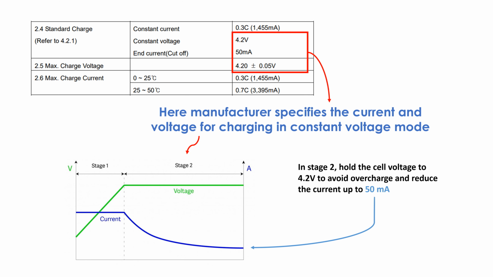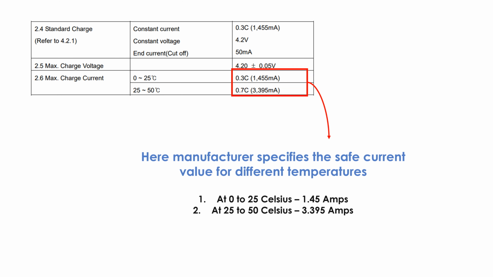Here the manufacturer specifies the current and voltage for charging in constant voltage mode. In stage 2, hold the cell voltage at 4.2 volts to avoid overcharge and reduce the current up to 50 mA. Here the manufacturer specifies the safe charging current value for different temperatures. At 0 to 25 Celsius, 145 amps. At 25 to 50 Celsius, 3.395 amps.